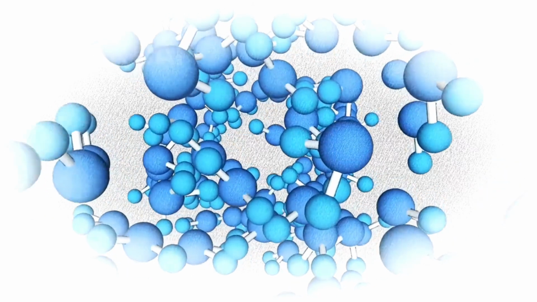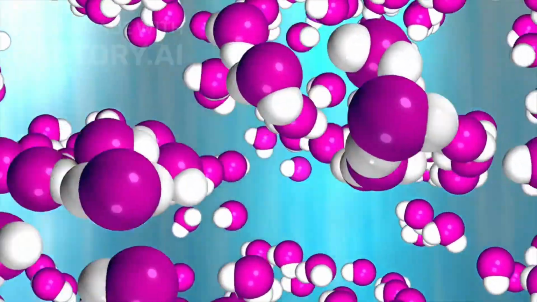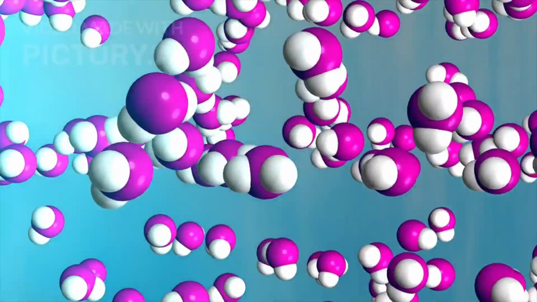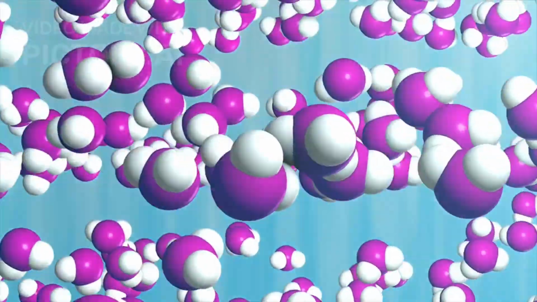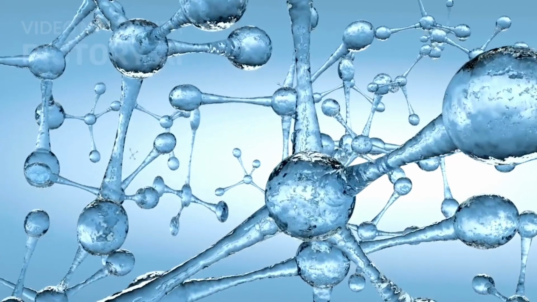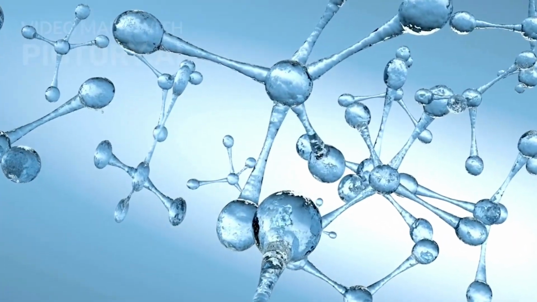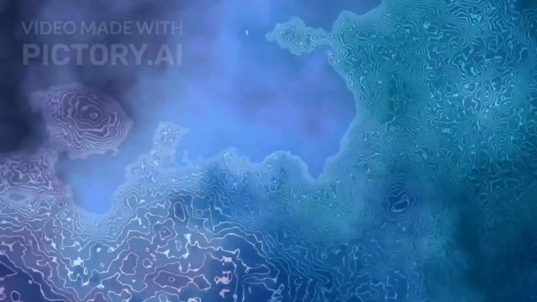To understand this, we need to zoom into the molecular level. Water is made up of tiny molecules, 2 hydrogen atoms and 1 oxygen atom, H2O. In liquid water, these molecules are constantly moving, sliding past each other, packed closely together. But as water cools and begins to freeze, something strange happens.